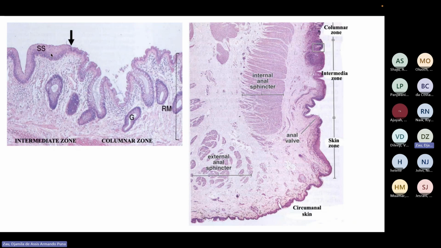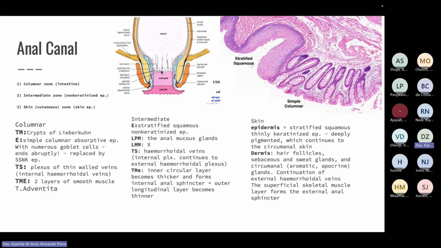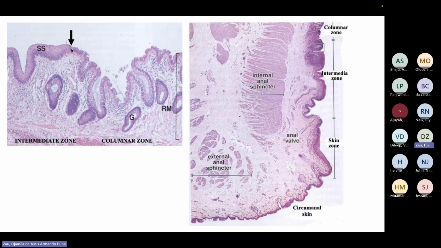And as you guys see here in the intermediate zone, you have a much different epithelium. And you can see that the change is very abrupt. It's a very abrupt change going from the simple columnar to the stratified squamous. So again, this change here where this arrow is pointing is the change from rectum to anal canal. This is what you guys are seeing.